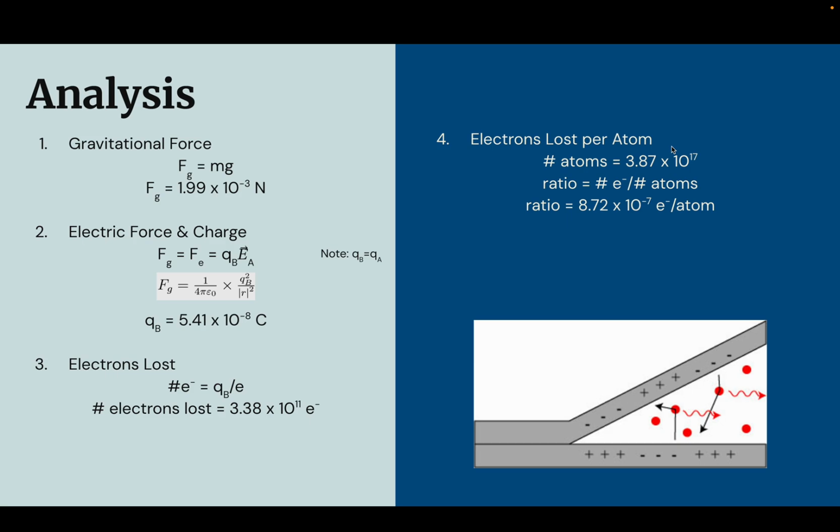The electrons lost per atom can be found by dividing the number of electrons by the number of atoms, which is found to be 8.72 times 10 to the negative 7th electrons per atom.